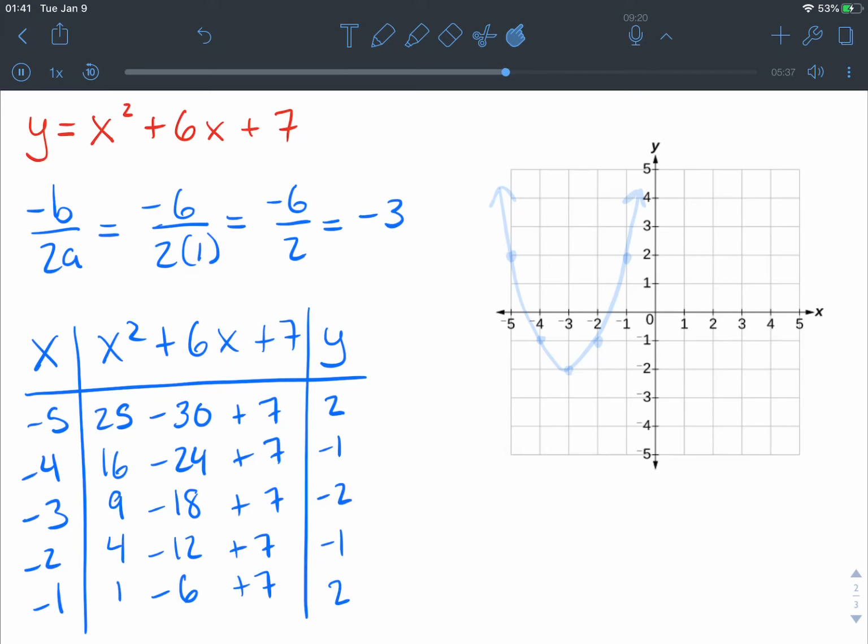So we plot these points. We have negative 5, positive 2. Negative 4, negative 1. Negative 3, negative 2. Negative 2, negative 1. And negative 1, 2. And here is your graph.